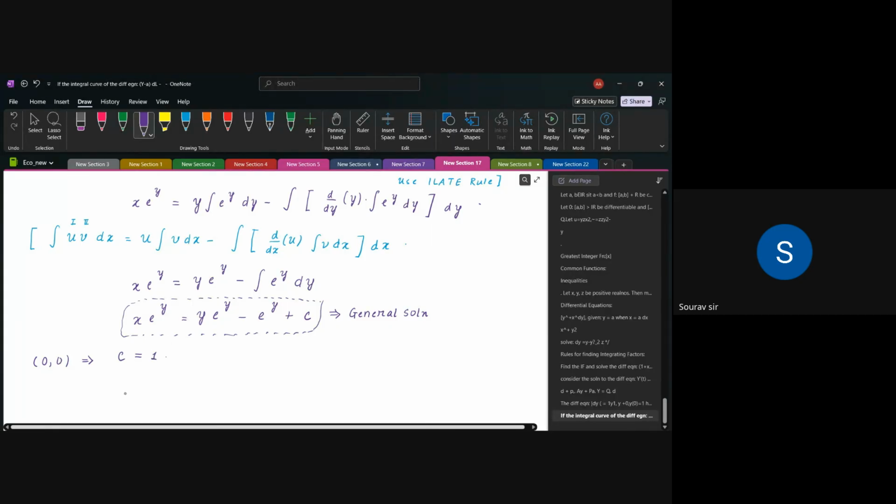So that means x raised to the power y is equals to y e to the power y minus e to the power y plus 1. So this is your particular solution. Or this is also your integral curve basically.